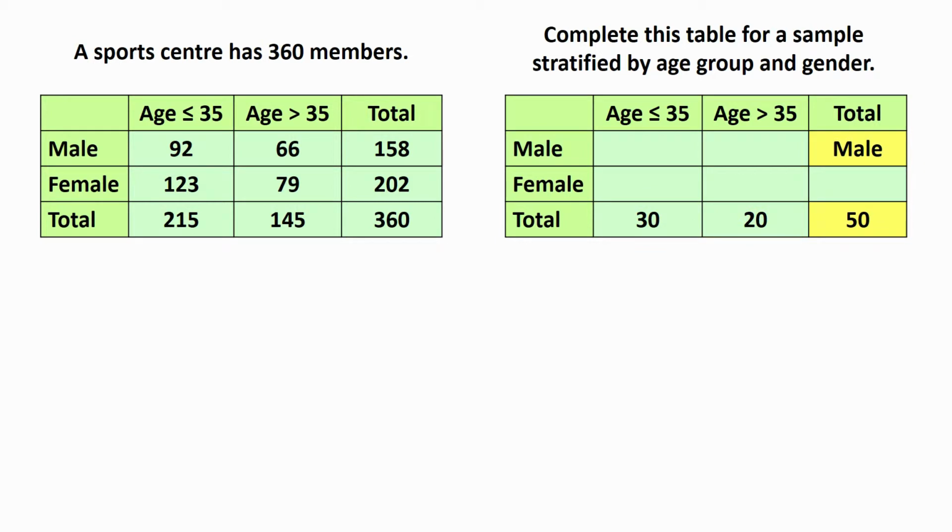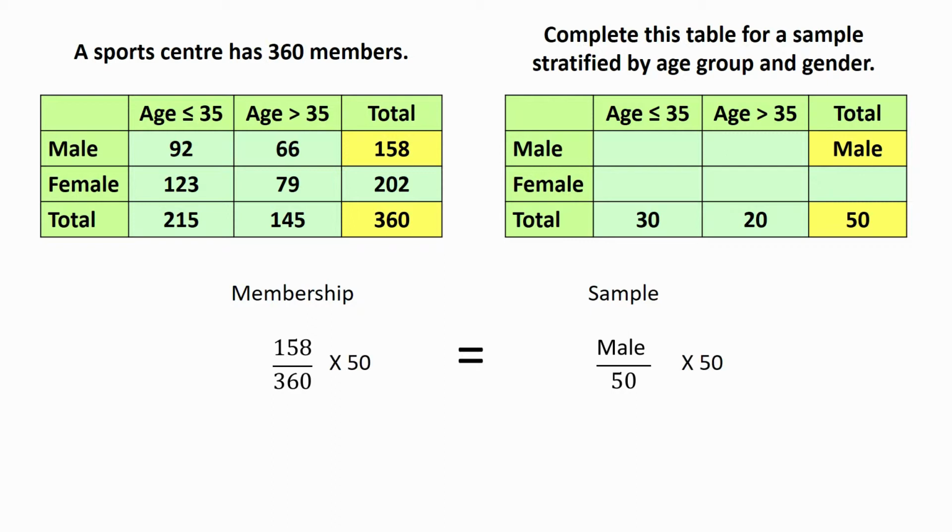Choosing to find the number of males in the sample and compare with the number of males in the membership. The fraction of the total membership is 158 out of 360, and the fraction in the sample is an unknown number of males out of 50. And the fractions are equal if they are in the same proportion.